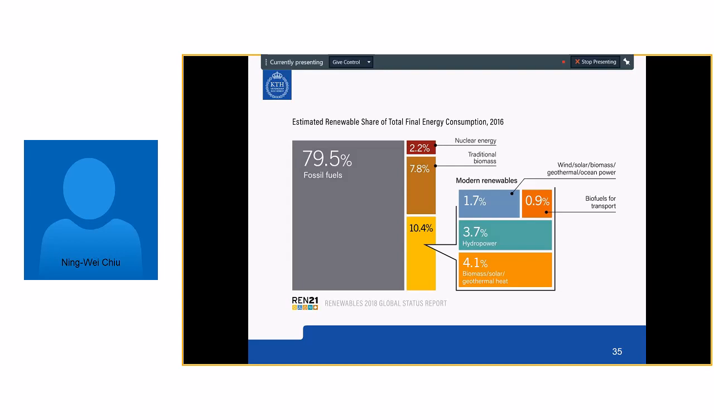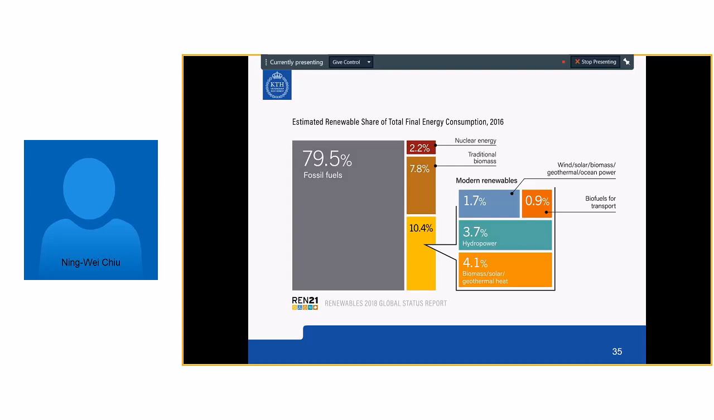Here is the estimated renewable share of the total final energy consumption. We see that even today, 80% comes from fossil fuel. So even though we are installing a lot of PV and a lot of wind turbines, still 80% is from fossil fuel-based energy sources. And like what we mentioned earlier, traditional biomass means unsustainable biomass, and modern renewables are all the rest: wind, solar, geothermal. If we treat the biomass by pyrolysis or gasification, it's also counted as modern renewables, like ethanol produced from biomass.